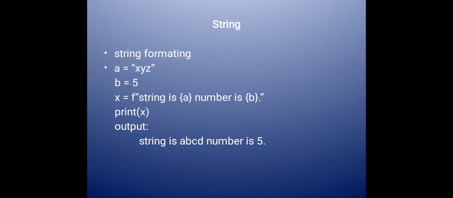Next type of string formatting is, I have taken two variables called a and b with values xyz and b is equal to 5. So x is equal to f, and within double quotes string is a placeholder named a and the number is placeholder named b. Then print x, the output will be string is abcd, the number is 5. That means the value of a goes to the placeholder a, then the value of b goes to the placeholder b.